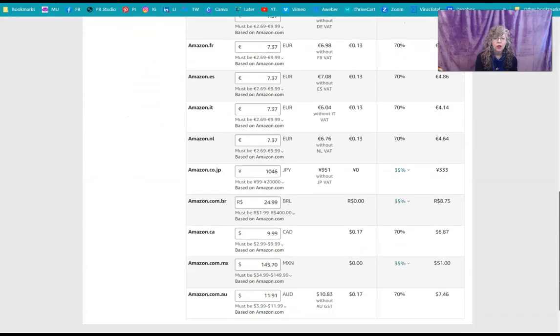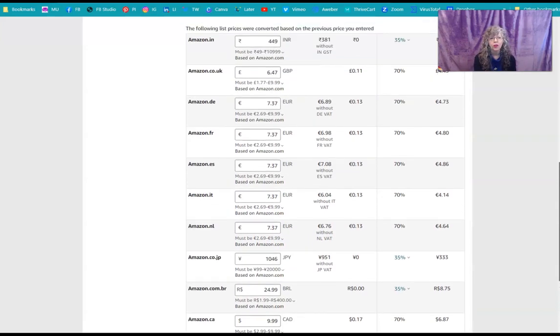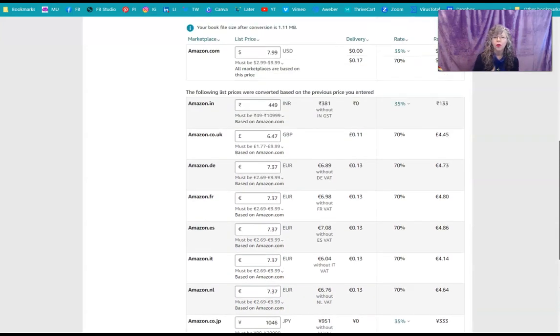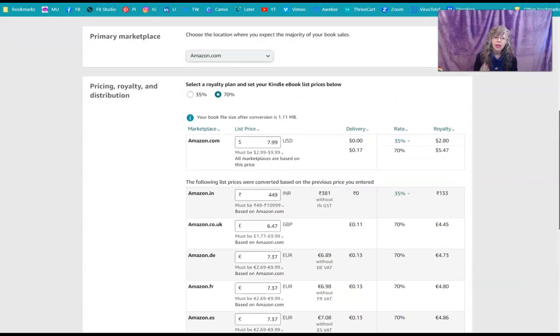It tells you what it's going to cost in Australia. It's going to be $11.91 in Australian money, and it's going to be $7.37. Well, it's not even dollars, it's euro. It's going to do all the conversions. You don't have to. It's just showing you what they are.